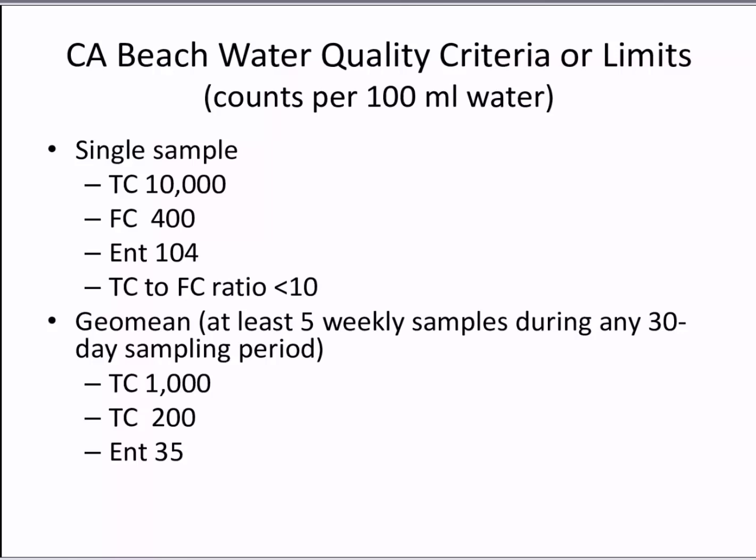Now, another way of looking at the data is to look at the geomean. And this is based on results from at least 5 weekly samples that are collected during any 30-day sampling period. And you see the numbers there below that correspond to the geomean.